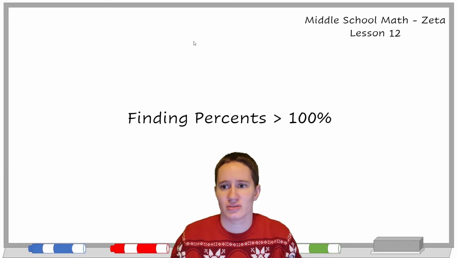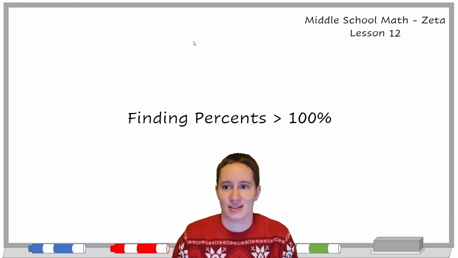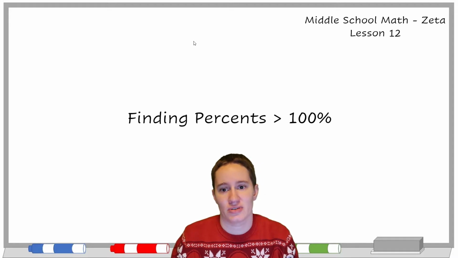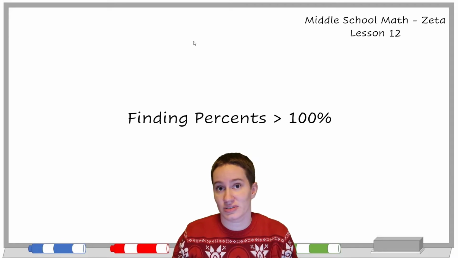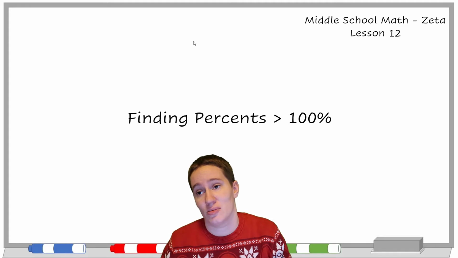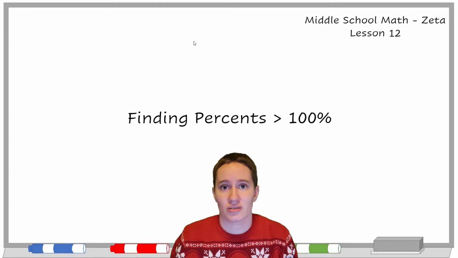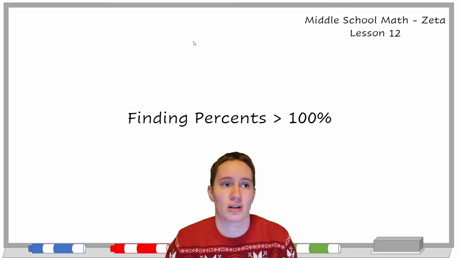This is for middle school math using the Math UC Zeta curriculum. We are now on lesson 12, just moving right along. And today's lesson is about finding percents that are greater than 100%. You may have heard someone say, or you may have even said yourself, that you are giving 2,000% or some number that's bigger than 100.